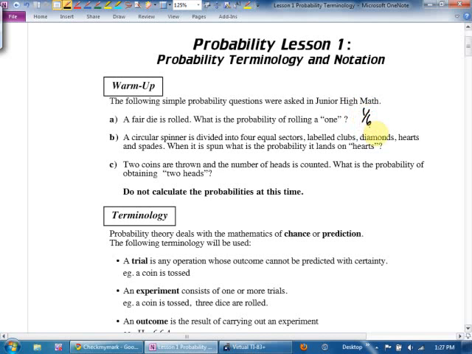A circle is divided into 4 equal sectors labeled clubs, diamonds, hearts, and spades. When it's spun, what's the probability it lands on hearts? 1 out of 4.